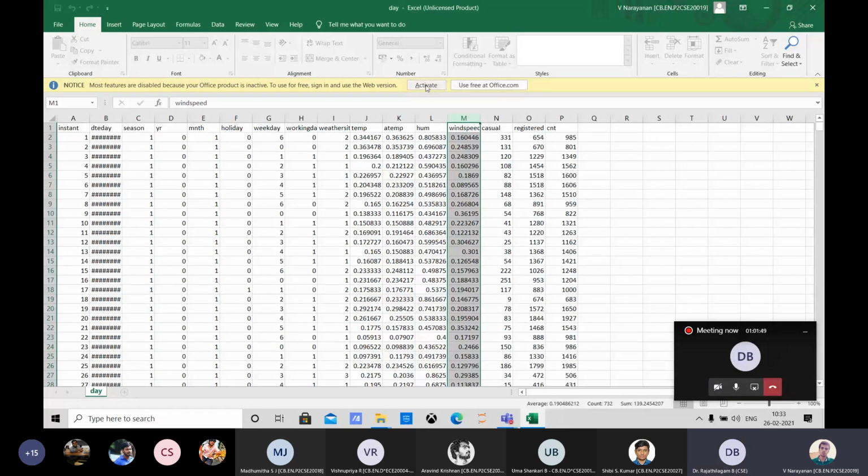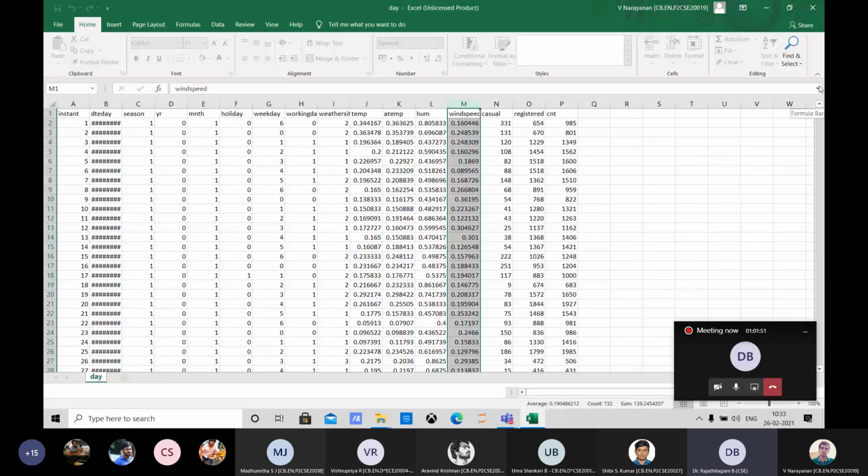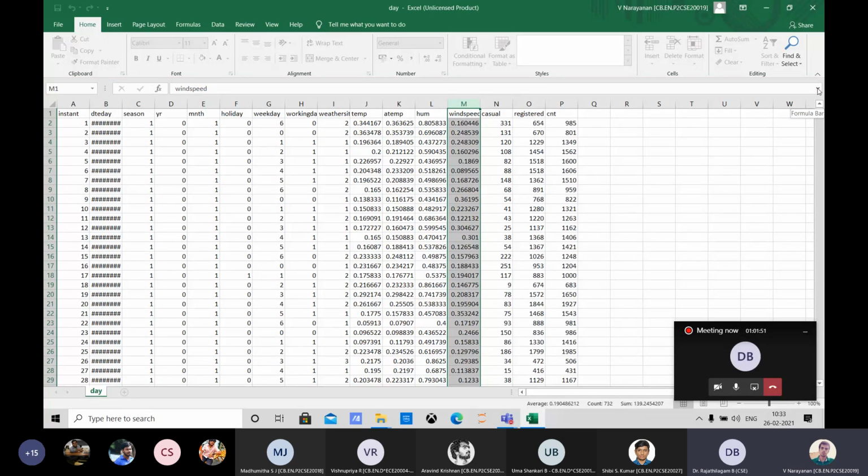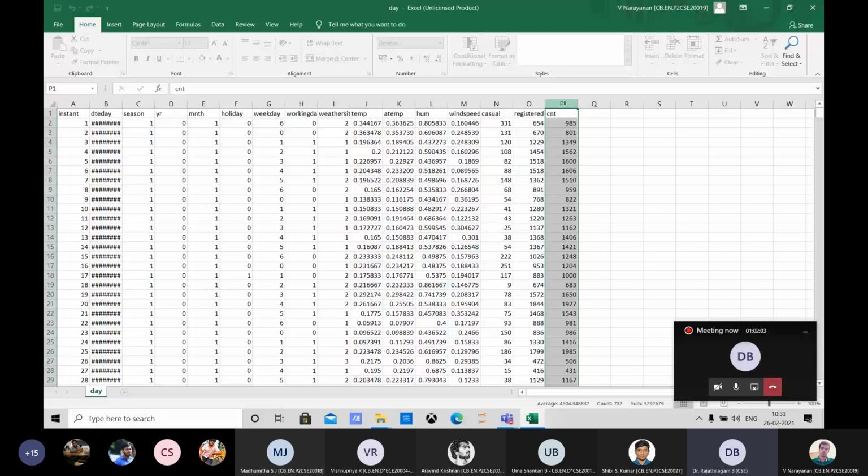From this data, in a specific weather condition, what is the demand? How many people actually took the bicycles in specific weather conditions, and during weekdays, working days, and weekends, holidays? So monthly, how much is the demand? Yearly, how much is the demand? These are inferences that you can make from this data set.